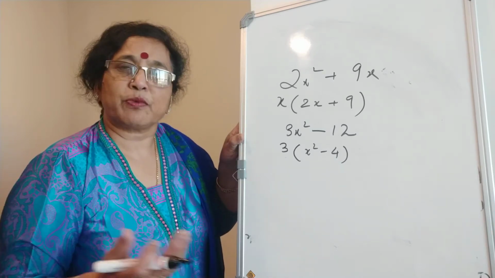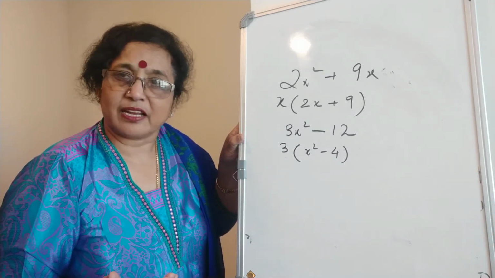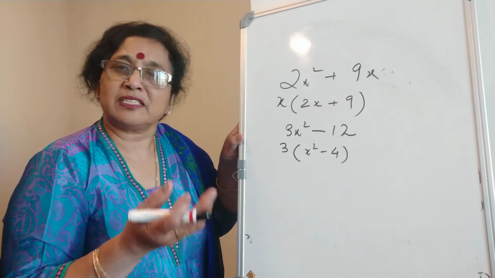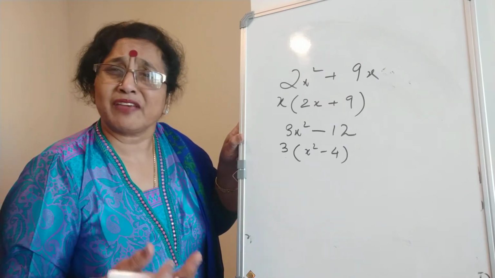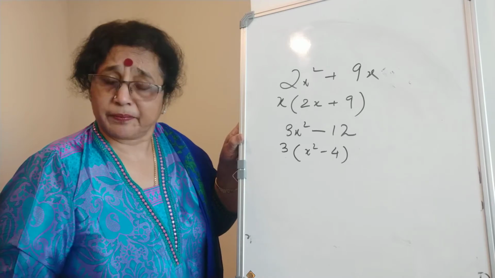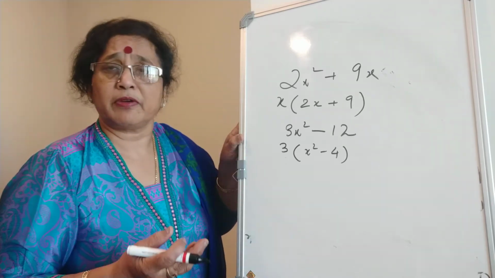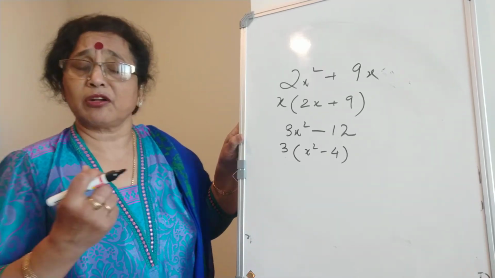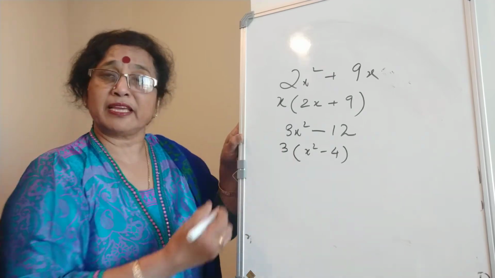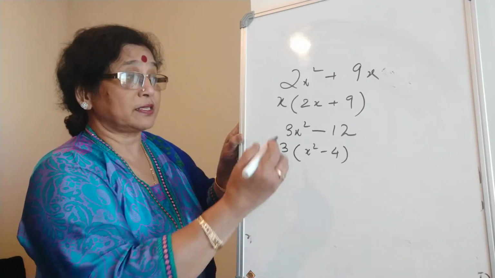If I gave you x square plus 9, you cannot factorize that because its factor is only 1. Just like you cannot factorize 17 or 7 because the other factor is only 1. Similarly, all algebraic polynomial expressions cannot be factorized.